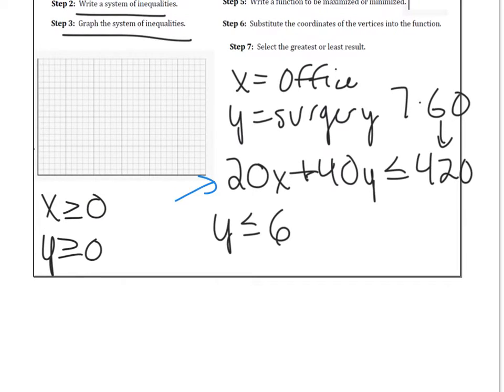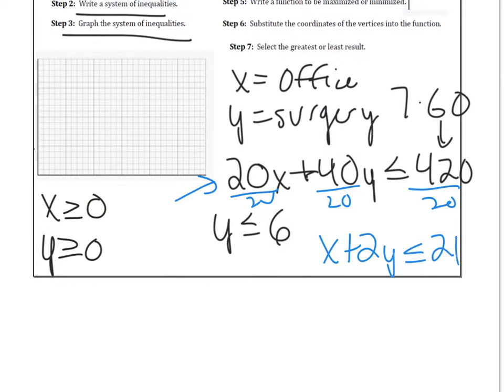So I want to simplify it by taking everything divided by 20. So I want to take this divided by 20, this divided by 20, this divided by 20. So this becomes x plus 2y all of a sudden is less than or equal to 21. This looks a lot easier to graph than this one. So now this is a lot easier to handle.